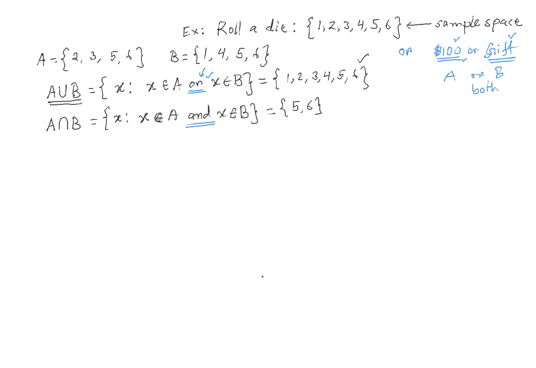Next we are going to talk about a complement. A prime is used to indicate a complement. What is it? It's the set of all the x's such that x does not belong to A. That means x is not part of A. It's outside of A. A complement is outside of A.